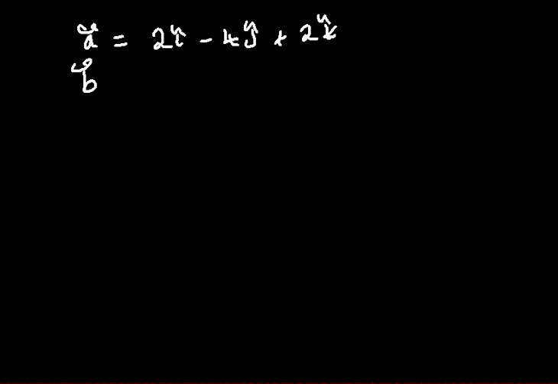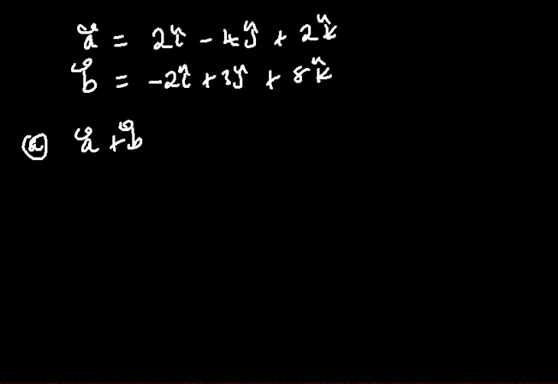And now let's say we have this case. Let's say we have a vector A given as 2i minus 4j plus 2k hat. Let's say we have a vector B which is given as negative 2i hat plus 3j hat plus 8k hat. So what is vector A plus vector B if that is the case? What it means is that we have to add the vectors component-wise.